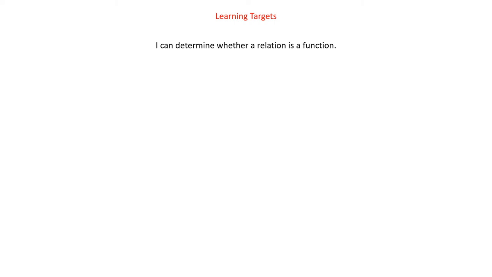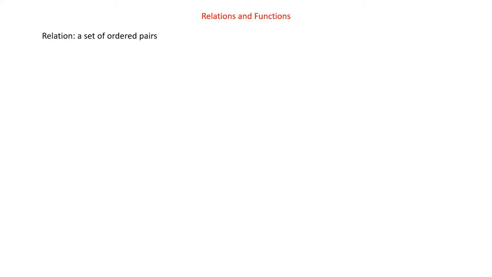Our learning target for today: I can determine whether a relation is a function. And so for this, the very first thing we probably want to look at is, what is a relation? A relation is just a set of ordered pairs. I've seen it described as a mapping from one variable to another, which does not help at all with the definition. But it's a set of ordered pairs. We'll see them in a few different ways.